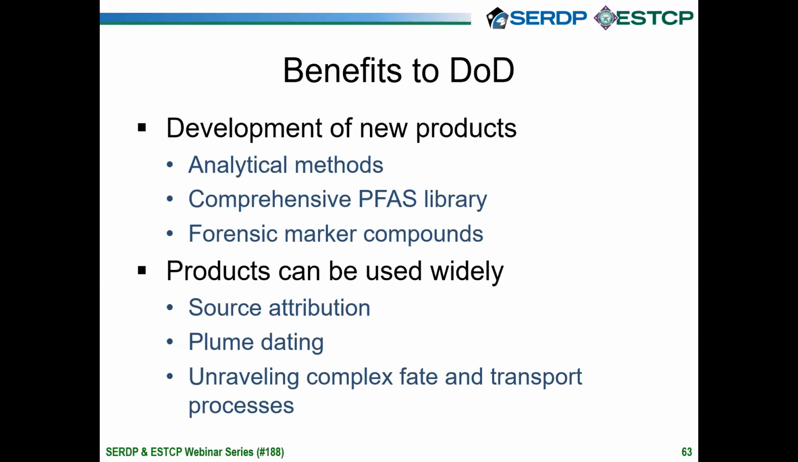So the benefits to the DoD are that there's a development of a new analytical method, a new analytical tool. There'll be a comprehensive PFAS library that can be used by not just us or the DoD, but really hopefully by everyone, by scientists and consultants and practitioners. And also forensic marker compounds that you can maybe target in the future a little more easily rather than having to go through non-target analysis each and every time. And so we hope that the products can be used for source attribution, plume dating, and hopefully also to unravel complex fate and transport processes, as I had outlined.